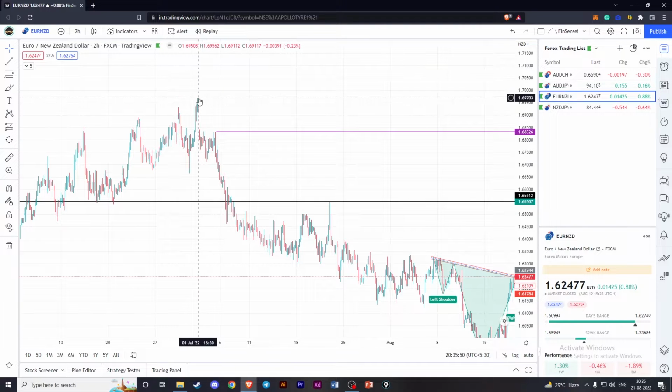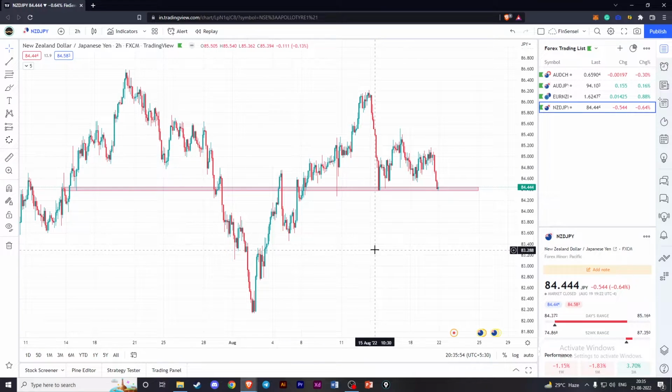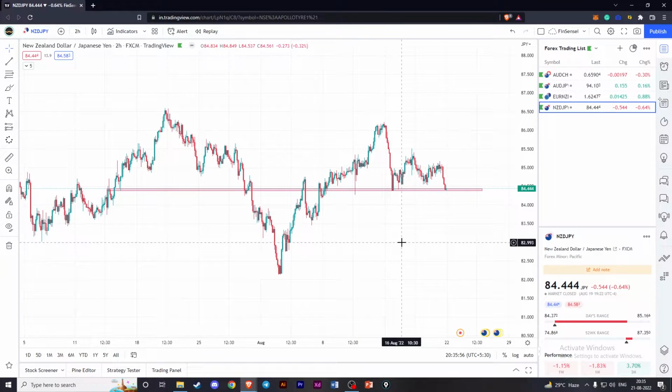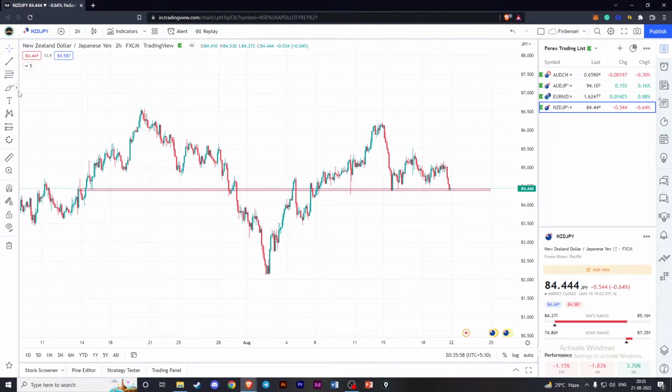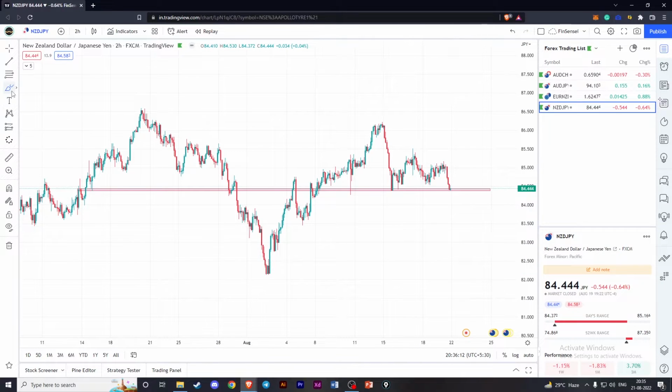The last pair we have today is the New Zealand dollar versus the Japanese yen. It is showing very complex price action. The price was respecting these levels, and then it gave a breakdown, but there was no follow-through price action and it gave a V-shaped recovery. After that, it tried to break again, but again it showed a V-shaped recovery. Then the price moved up.